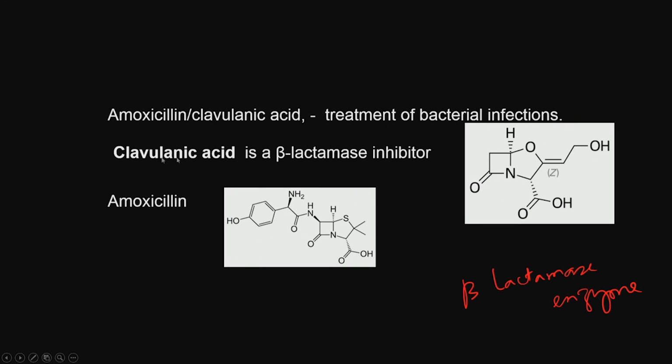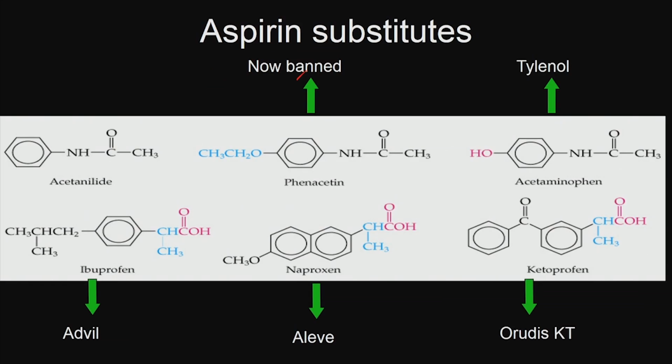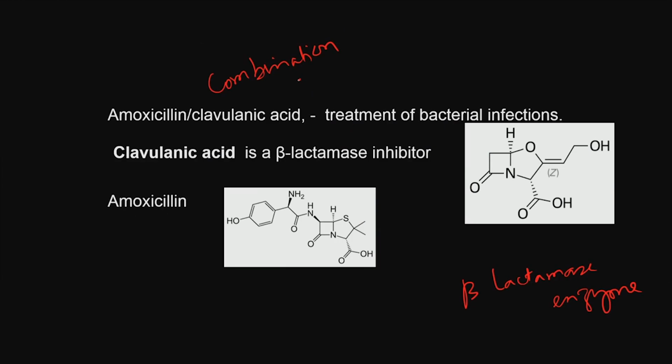So, this clavulanic acid will go and bind to this enzyme beta lactamase, thereby that enzyme is not able to do any job, whereas this antibiotic will start working and thereby it will kill the bacteria. So, this is called a combination therapy. Okay, this is called a combination therapy where we give 2 drugs, one drug acts on one target and the other drug acts on the other target. Okay. So, that is called a combination therapy.